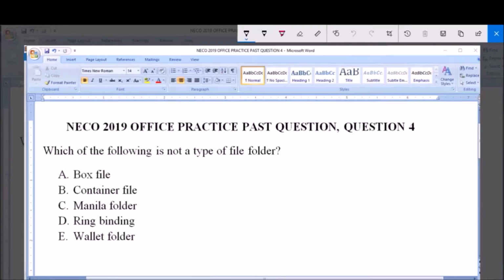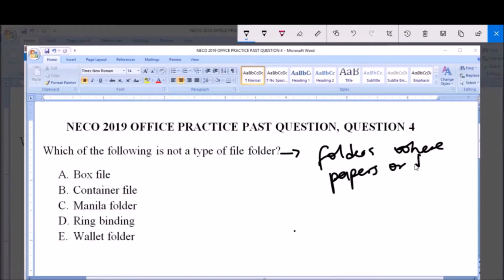Today I'm going to be solving NECO 2019 Office Practice Past Question, question 4. Which of the following is not a type of file folder? A. Box file. B. Container file. C. Manila file folder. D. Ring binding. And E. Wallet folder. So we are asked to pick an option which is not a type of file folder. Now, file folder simply refers to folders where papers or documents are kept.